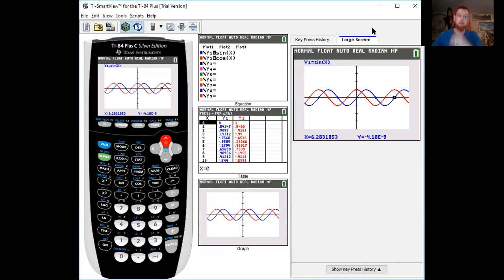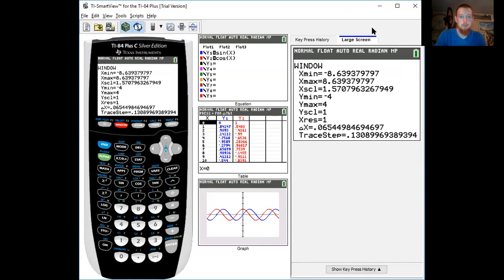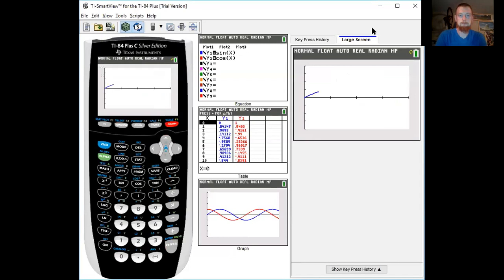For each period, let's change our window from 0 to 2 pi and see what that looks like. All right, here's one period of sine.